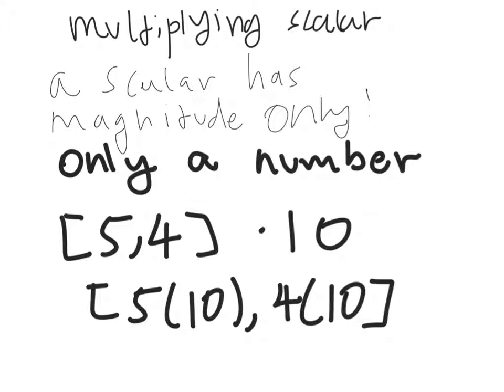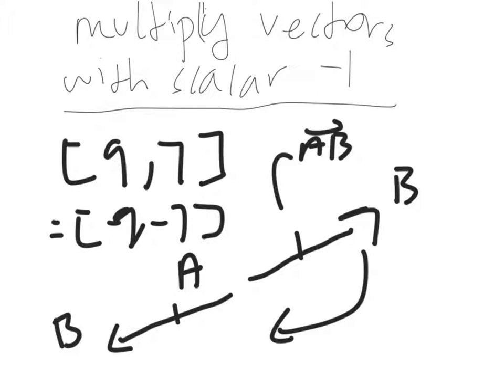To multiply a vector by a scalar, we simply multiply the x and y components of the vector by the scalar. Therefore, the x component would be multiplied by 10 as well as the y component. 5 multiplied by 10 is 50, and 4 multiplied by 10 is 40. This new vector is 50, 40. It's 10 times longer than the original vector, which is 5, 4. To flip the direction of the vector, we multiply the vector by a scalar of negative 1. This will not change its size, but will flip the direction.